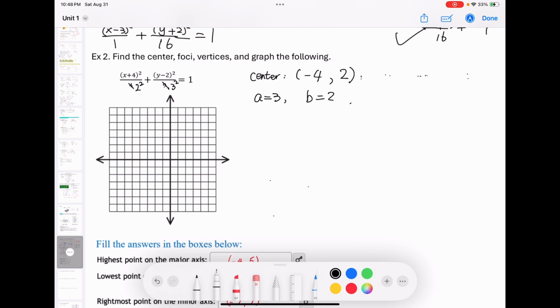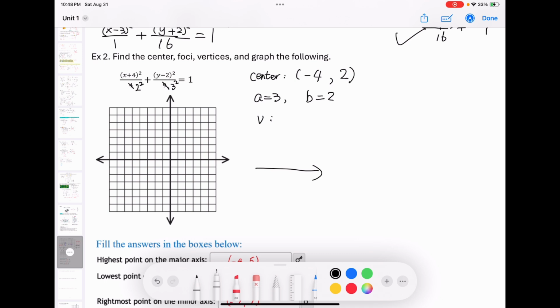And now we are looking for the vertices. If I'm looking for the vertices, I can do a sketch. Why is the screen so messy? So I need to make a sketch. Let's see.